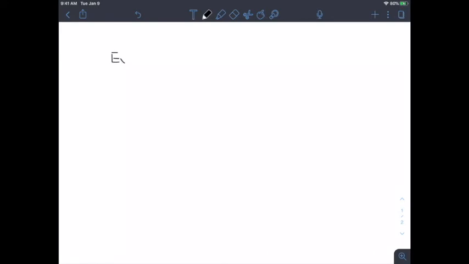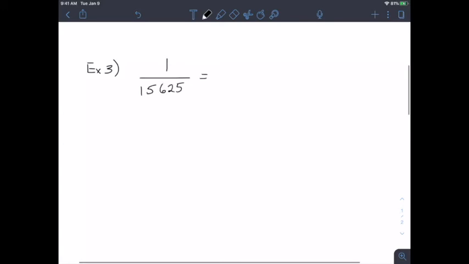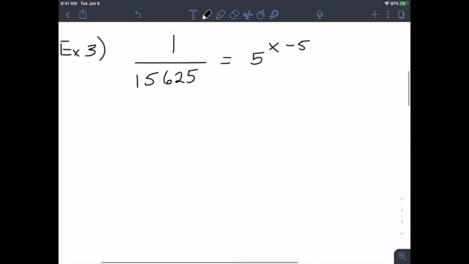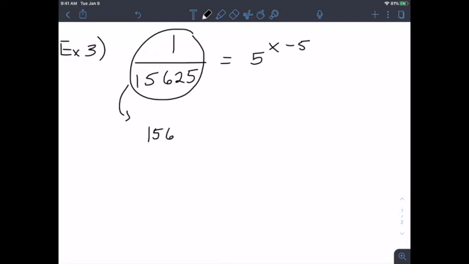Alright, so I'm going to try a little bit bigger. Example 3. So I'm going to say 1 over 15,625 is equal to 5 to the power of x minus 5. Now flip this number to where it's something I can use. So I'm going to say 15,625 to the negative 1 power. Now that's going to equal, on the other side, 5 to the power of x minus 5.